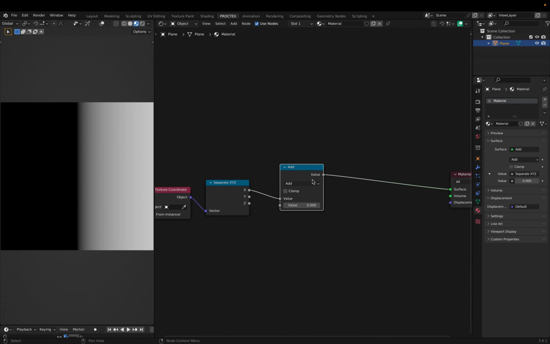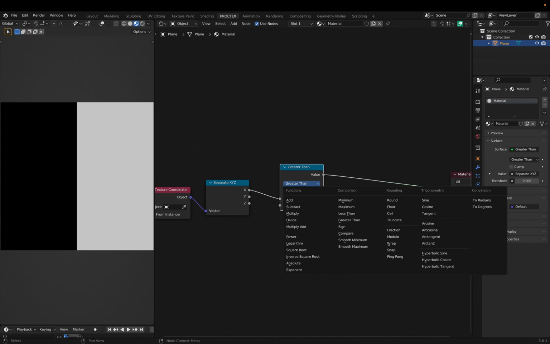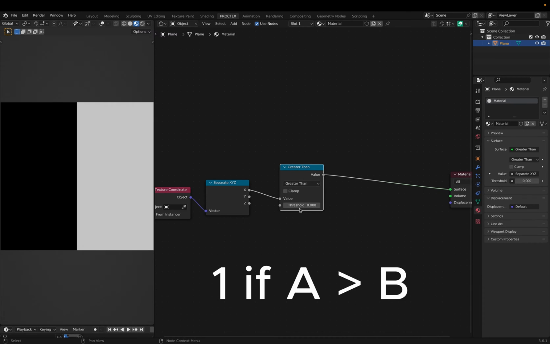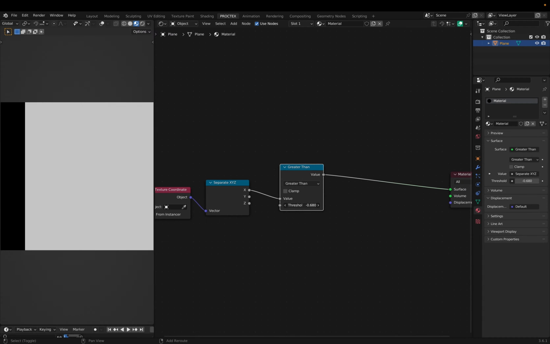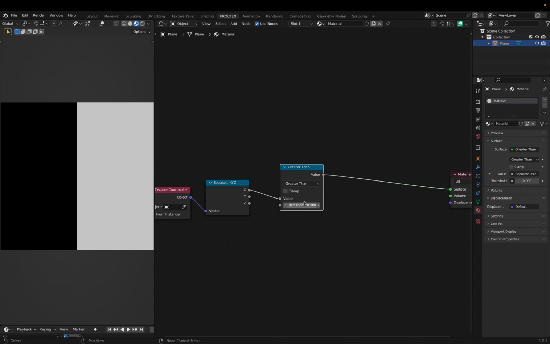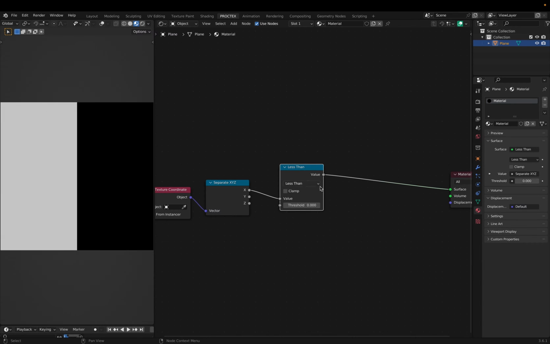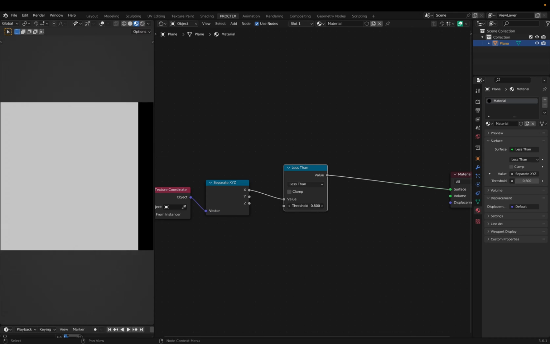If we don't want a gradient and we want this to be a defined shape, we can use a greater than or less than operation. Greater than basically gives you a threshold value. Everything above this threshold will be given a value of 1, and everything below it will be given a value of 0. Here I'm sliding it left or right, and because we have a gradient, it's basically a slider. The inverse is true for the less than.